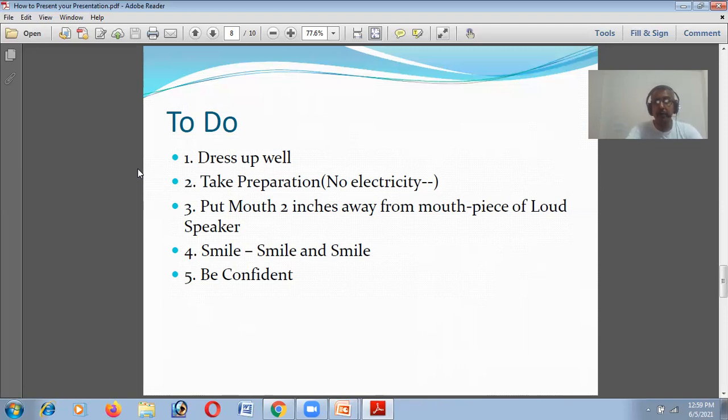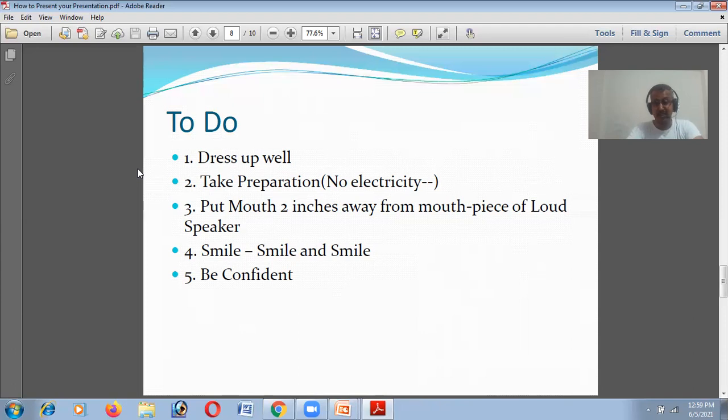And put your mouth 2 inches away from the microphone, not very close to the microphone. Otherwise, your talking might be vibrated.